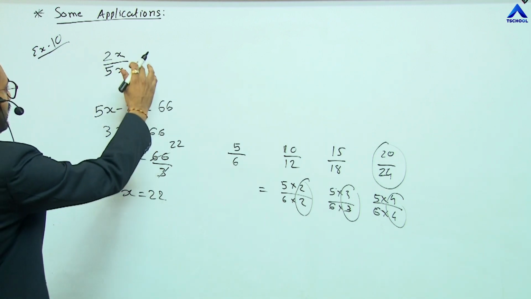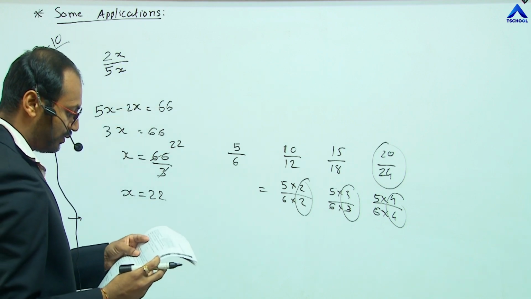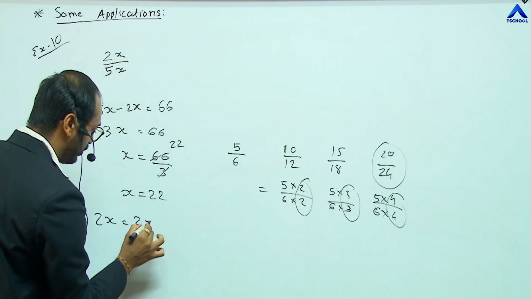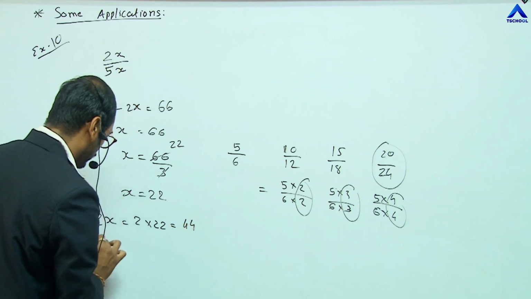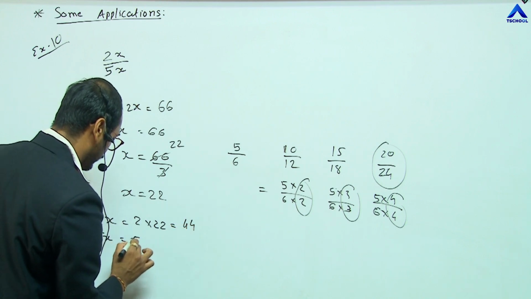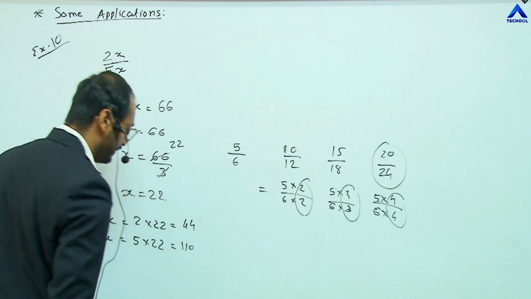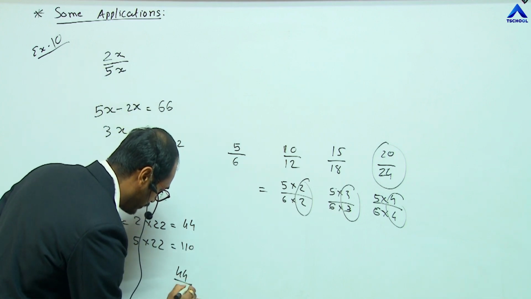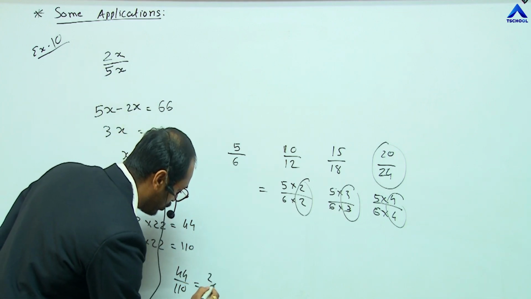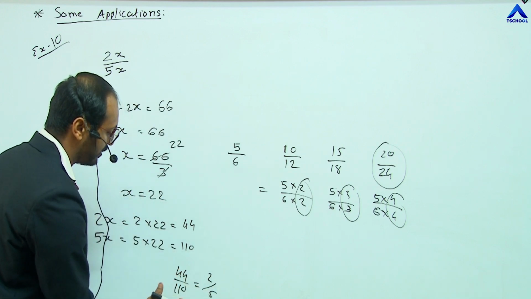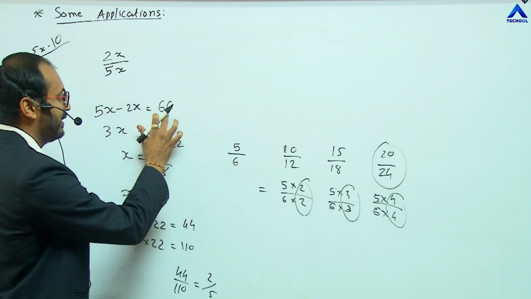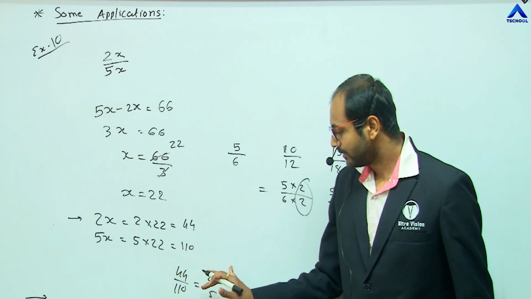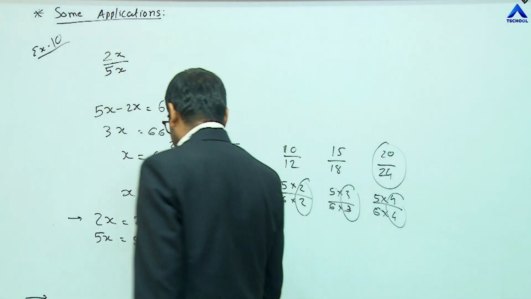Now what are the two whole numbers? The first whole number is 2x, that means 2 multiplied by 22, that is 44, and the second number is 5x, that is 5 multiplied by 22, which is 110. Clear? By taking the ratio of these two, 44 upon 110, we get the ratio 2 by 5, and by subtracting these two numbers, we get 66. Both conditions are satisfied by these whole numbers.